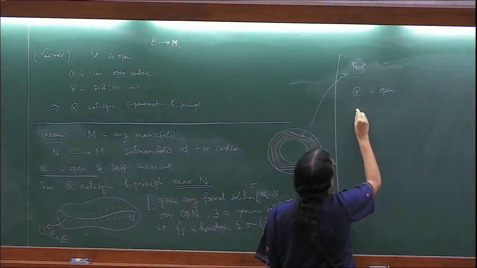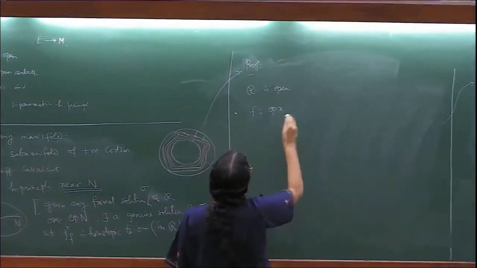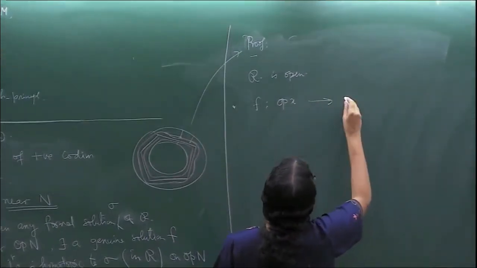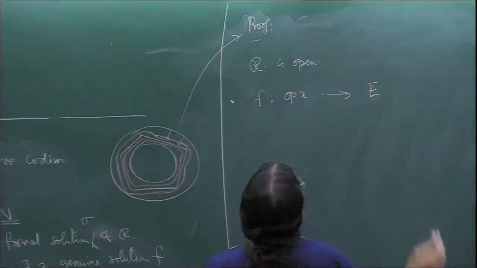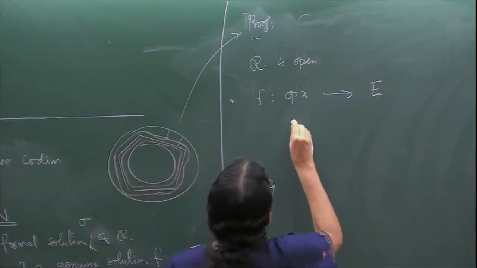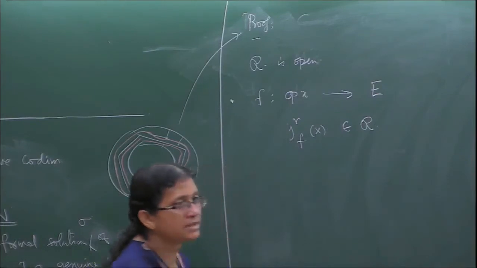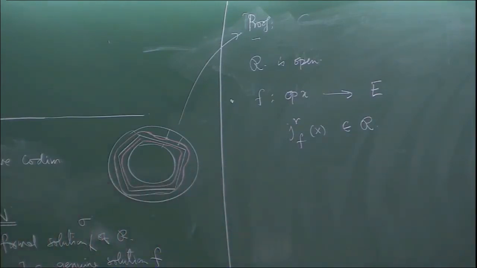Suppose you have a local solution, from an open set X to E, where E is the bundle, a fibration. So suppose this is a section of your bundle, and what you know is that its jet belongs to R. That means at one point it is belonging to R. This is a local section, at one point its jet is going inside R. But R is open. What does it say?